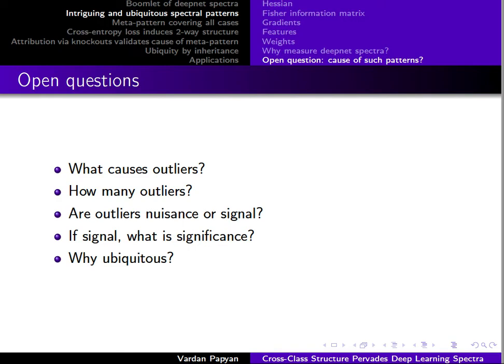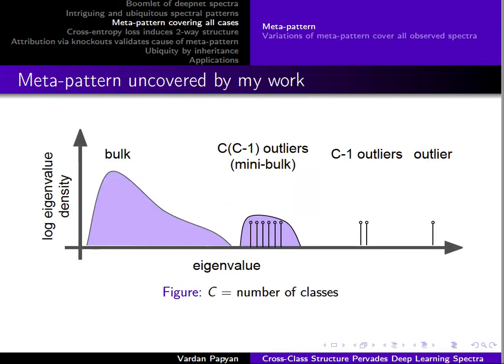What I am going to show you today is that there is a single meta pattern that covers all the different structures that were observed in the literature. This meta pattern looks as follows. You have, again, a plot of the eigenvalues on the x-axis versus the density on the y-axis. And you can see how there is a single outlier eigenvalue, which is separated from the rest.